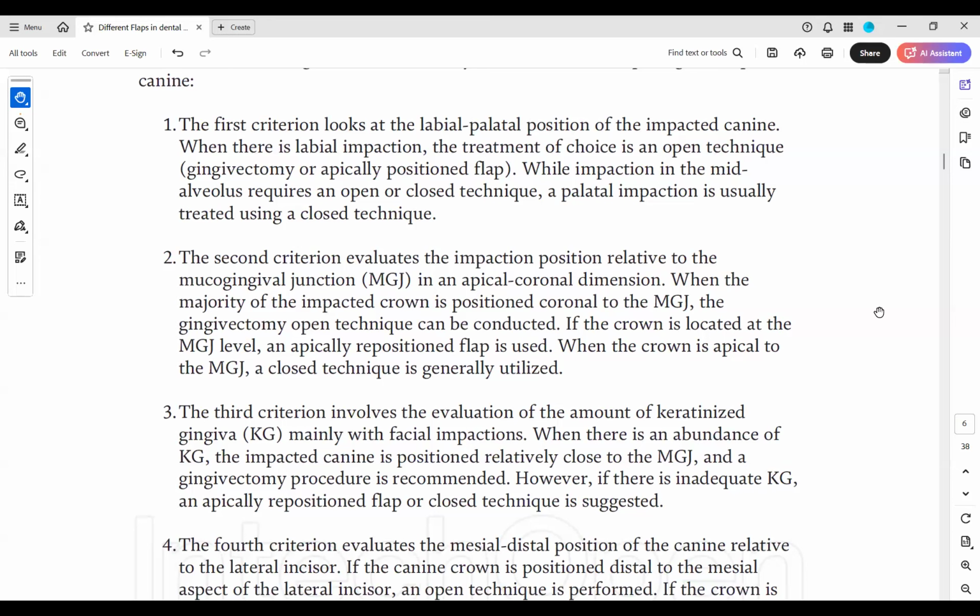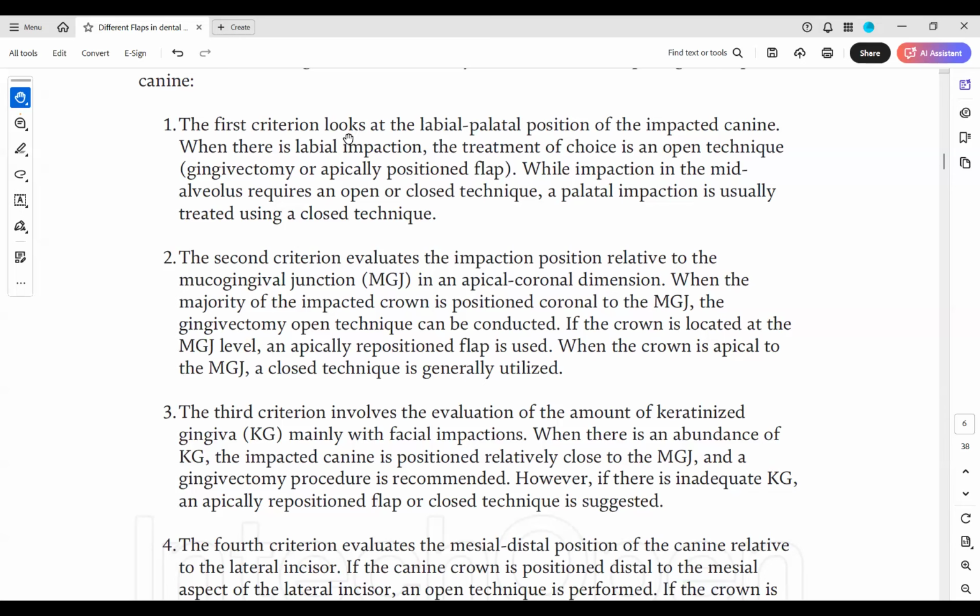Here, it is not like the envelope and triangular flap discussion like your third molar situation. Here, the discussion is based on the canine location, whether you do the open technique or the closed technique. Is that absolutely clear for you? Number one, very good question, but I hope it's clear now.